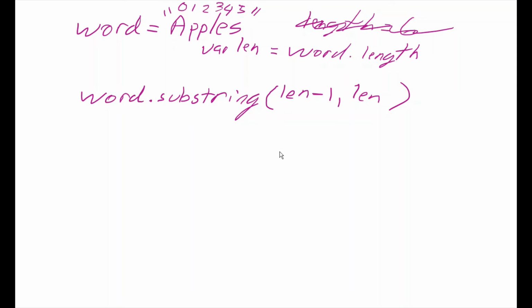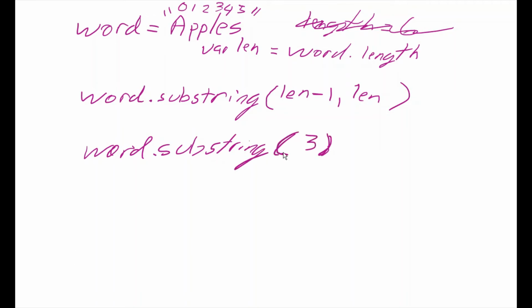Interesting. Now, of course, it turns out that when you use substring, if you just give one number in the parentheses, like if I say word.substring(3), let's say, what does that do? I'm just putting one number in parentheses. Well, you might recall that that gives you everything starting from this position to the end of the word. So substring 3 in this case would give me LES.